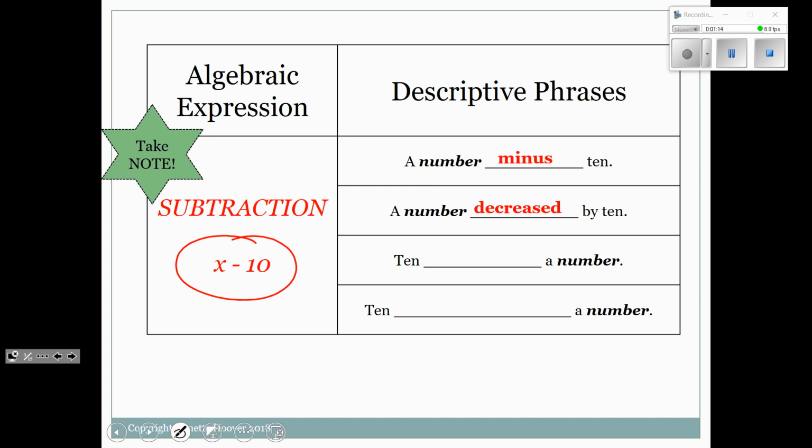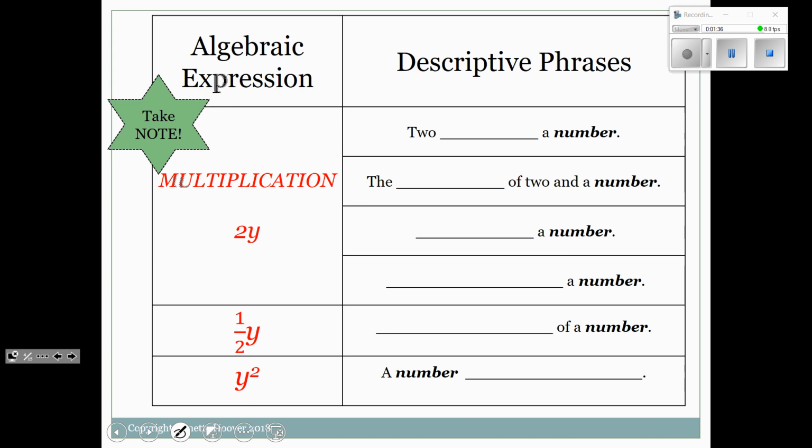Notice with the next two equations that it actually begins with 10, which is at the end of the equation. So when you read these phrases, it actually flips the order that you write it. 10 less than a number, 10 subtracted from a number. When you write those, you actually write the 10 at the end.